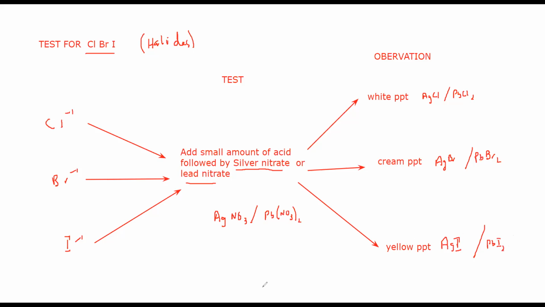So the test is the same for halide ions, the observation is different. If you add a small amount of acid followed by silver nitrate or lead nitrate, you will observe a white precipitate if chloride ion is there, a cream precipitate if bromide ion is there, and a yellow precipitate if iodide ion is there.